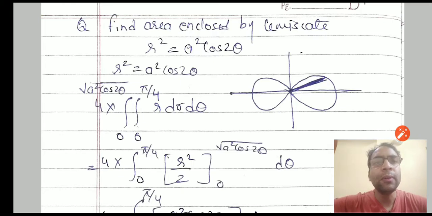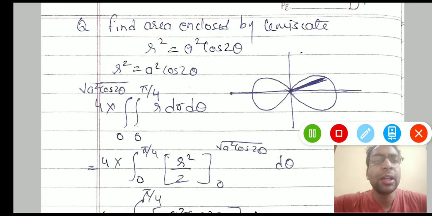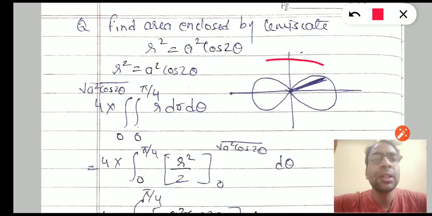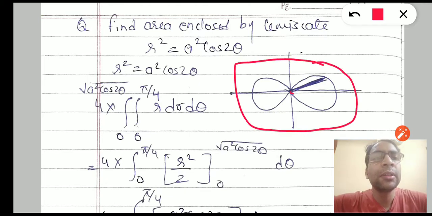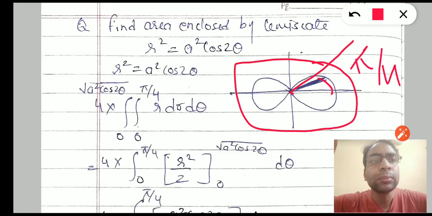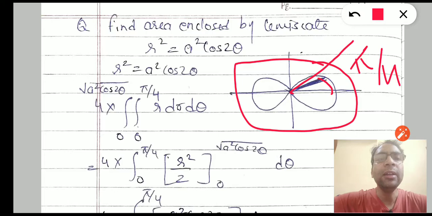So see this question: find the area enclosed by the lemniscate. Here we can see the diagram of the lemniscate. The outer surface touches the line x is equal to y, so in one quadrant the angle theta is pi by 4. We can see the property of the lemniscate: it is symmetric in all four quadrants, the first, second, third and fourth.